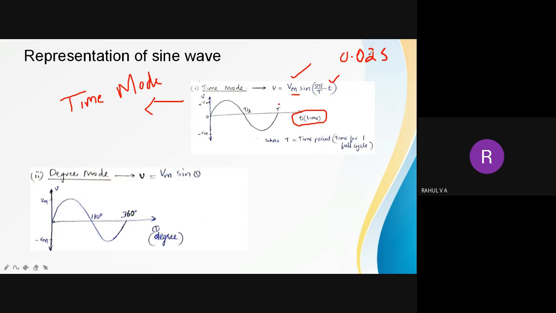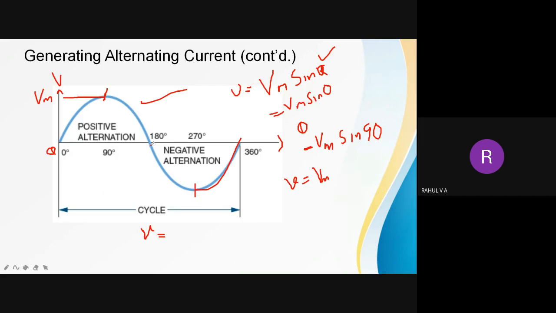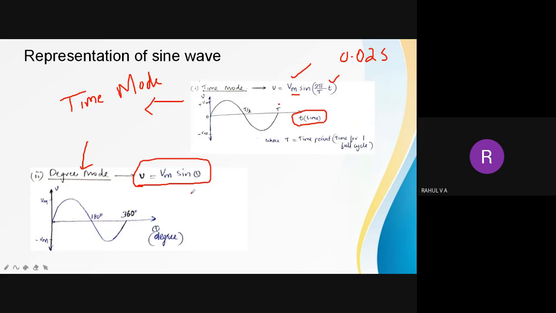So that is it. In time mode, the sine waveform is represented with respect to time. And then secondly, we have degree mode. See here, the expression is V is equal to Vm sin theta. That means it is represented in the same manner. Okay, 90 degrees, 180 degrees. So if I want to know the voltage at 45 degrees, I can substitute V is equal to Vm sin 45. I can substitute the value of sin 45, and I will get the instantaneous value at that particular point.